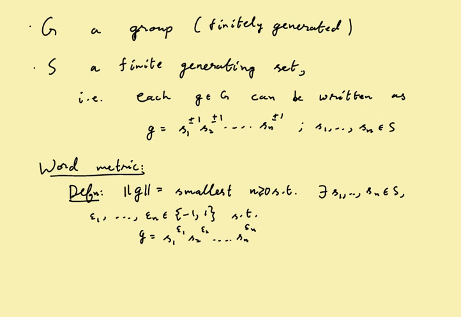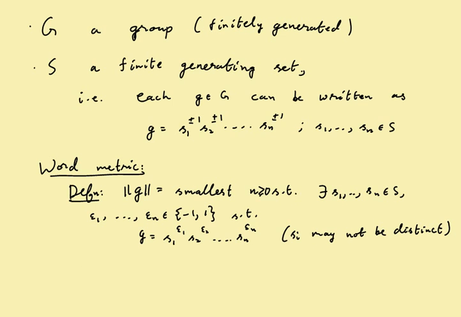By the way, these can repeat. The s_i may not be distinct, and usually are not. In fact, S is a finite set, and n may be much larger than the cardinality of S. So by pigeonhole principle, they will repeat in that case. So the smallest n for which you can find such an expression is called the norm of g. It's telling you the length of g, in some sense.